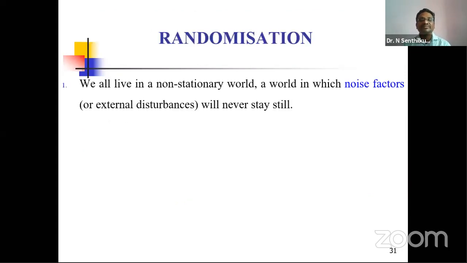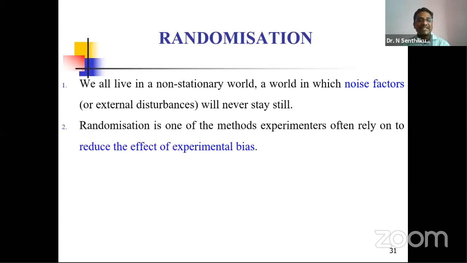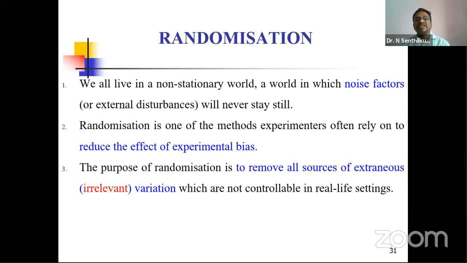What is meant by randomization? It means randomizing the experimental runs so that the external disturbances tend to average out, because we are living in a non-stationary world, which has many uncontrollable or external disturbances. In order to eliminate or reduce this, we go with randomization. The purpose of randomization is to eliminate or reduce all sources of irrelevant variation. Relevant variation is the variation caused by changing the input values. Irrelevant variation is because of the experimental errors. Our purpose is to eliminate or reduce the irrelevant variation in the output by this randomization procedure.